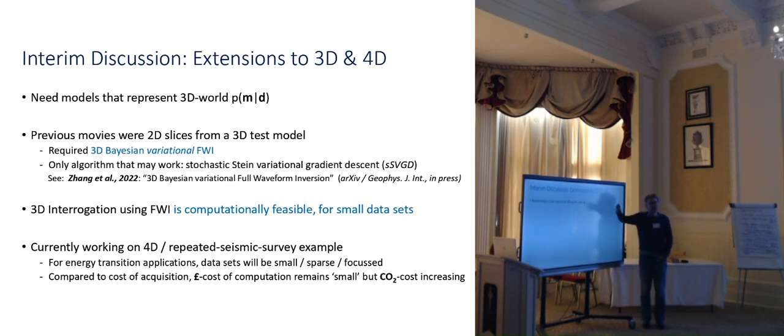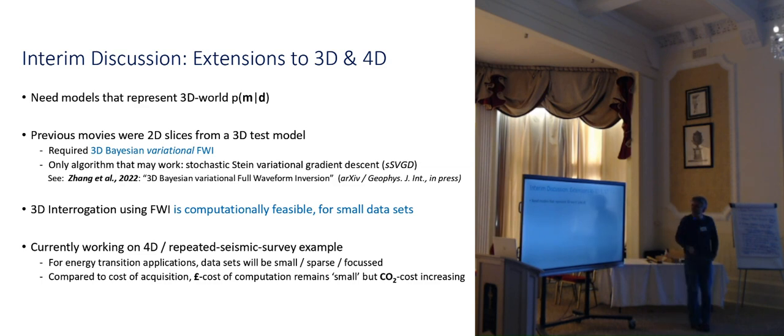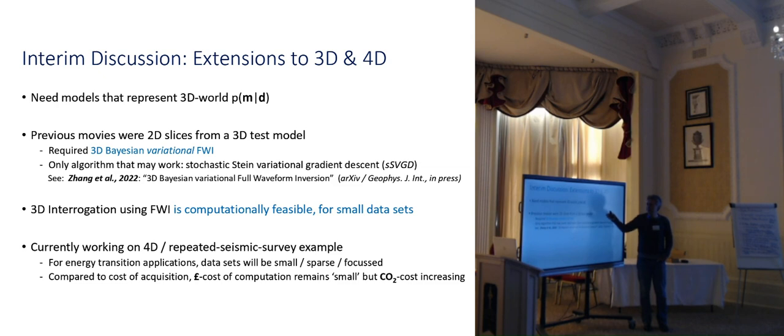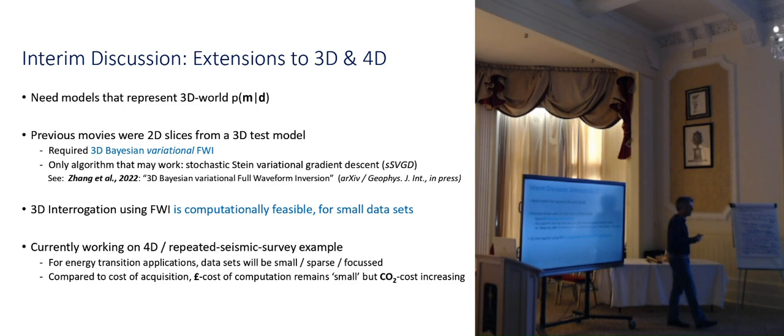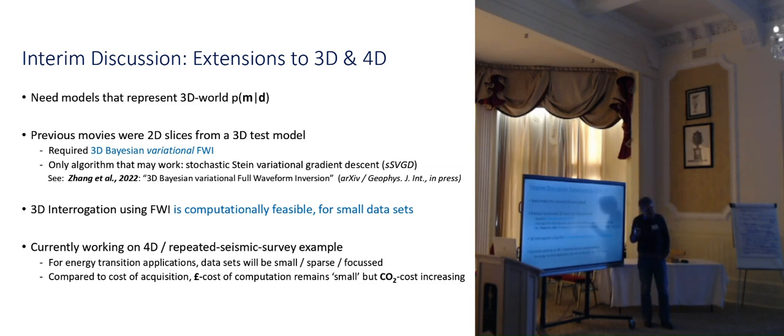So we need to do this in 3D, because we've got real CO2 storage problems coming up, real geothermal problems that we want to tackle, et cetera. And in fact, those movies were in 3D. They were 2D slices from a 3D test model. So we can set this all up in 3D for small waveform inversion problems. It is roughly computationally feasible to get some sort of answer out that's reasonable. We can only do it for small problems, but what's okay about that, at least, is that energy transition problems are going to be smaller.